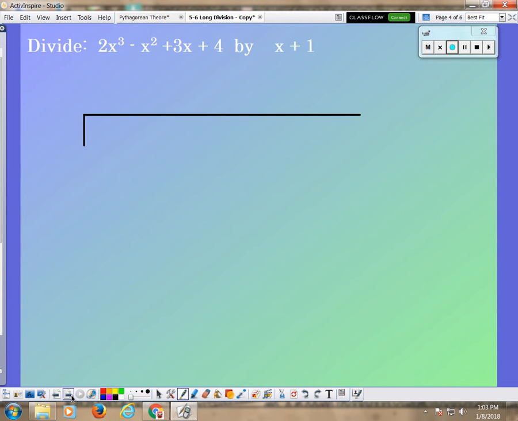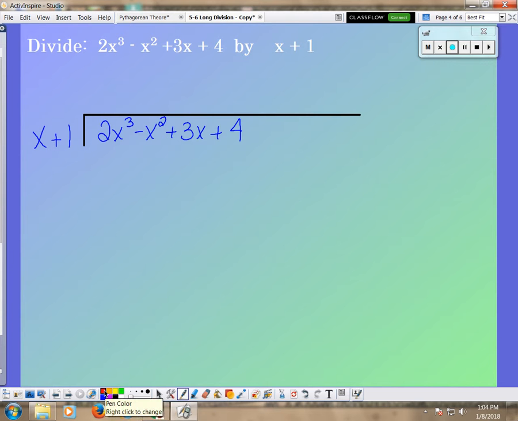All right, let's do another one. First thing I look at is, is that in standard form? And the answer is yes. So I'm going to put the 2x cubed minus x squared plus 3x plus 4 on the inside. I'm going to put the x plus 1 on the outside.